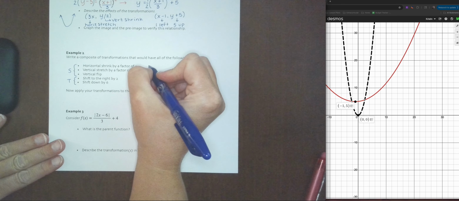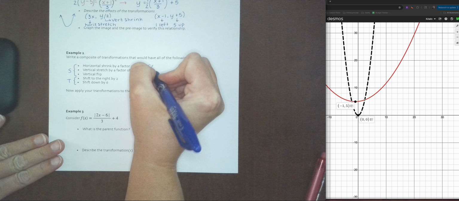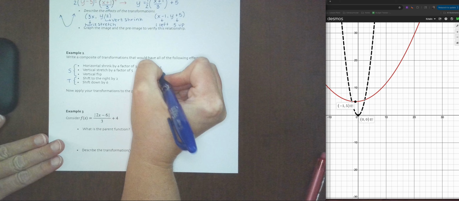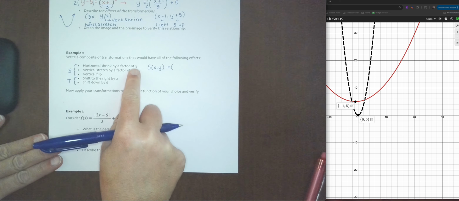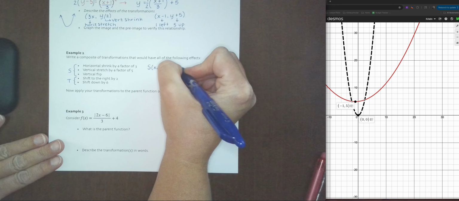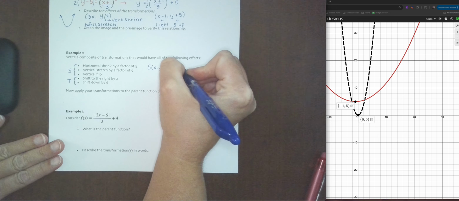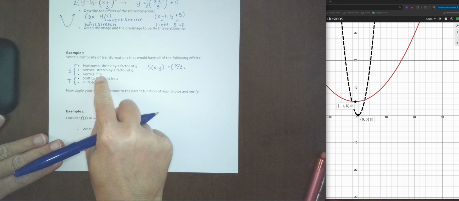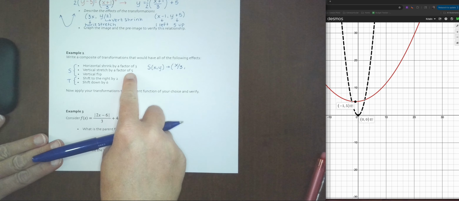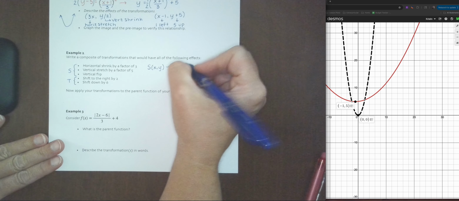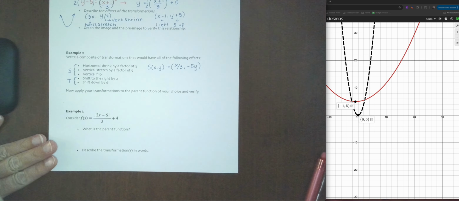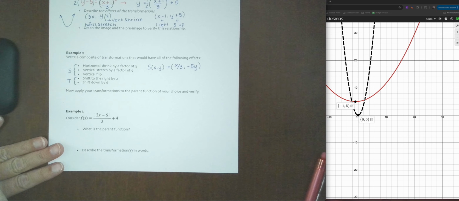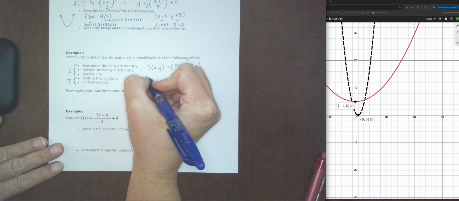So let's say our scale change is, we want a horizontal shrink by 3. So that's x divided by 3. A vertical stretch and a vertical flip. So we're going to multiply by 5 and also make it negative. That's going to give me a vertical stretch and vertical flip.